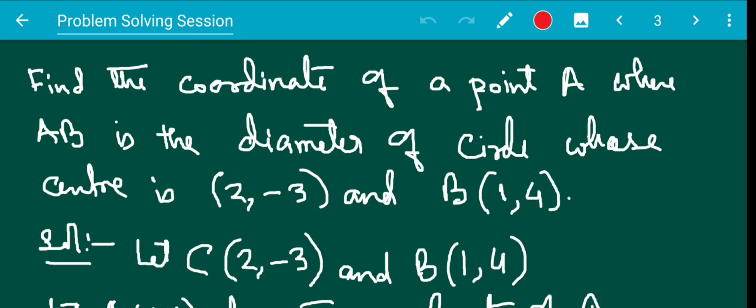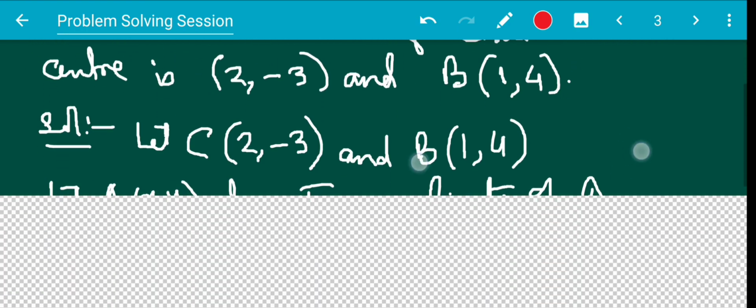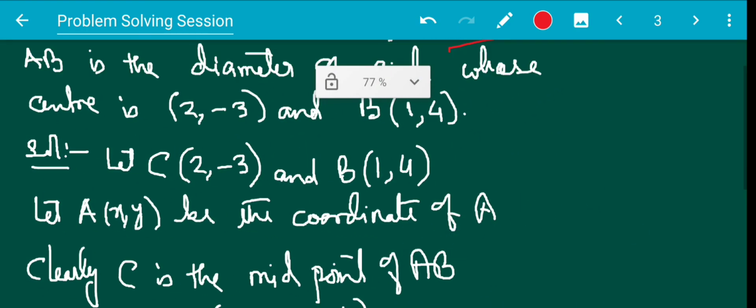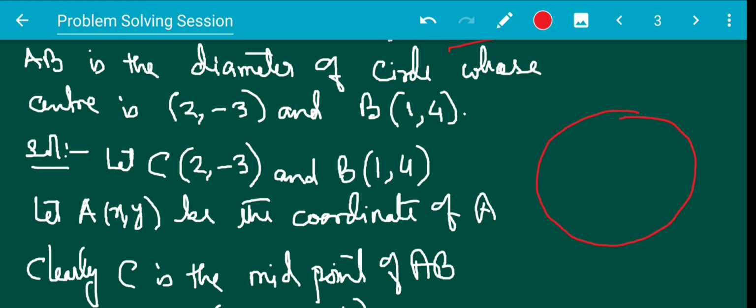Okay. The next question, find the coordinate of a point A where AB is the diameter of the circle. Okay. So if I draw a circle, suppose this is a circle, this is the diameter, this is AB. Okay, the center is given, the center is 2, 3. So suppose this is the center C. Okay, C is the center. And we have the coordinate of B, but C is the midpoint of these two.